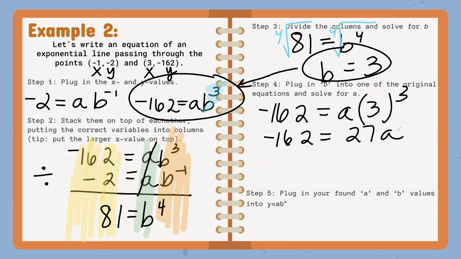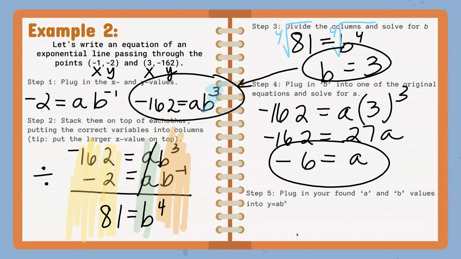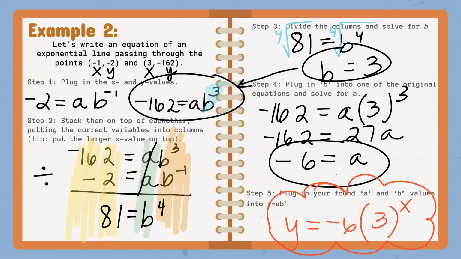If I take -162 and divide it by positive 27, I get -6 is equal to a, and there's my second value that I'm missing. So my final answer is y is equal to -6 times 3 to the x power. And that's our answer.